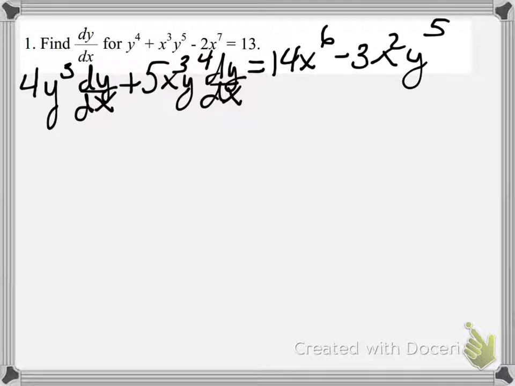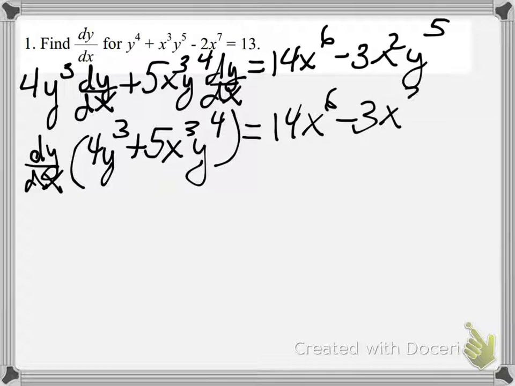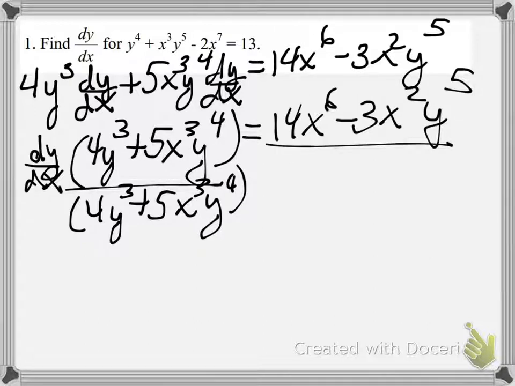Okay, continuing on because I needed more room. The next step is to factor out the dy dx. So I'm going to pull out or factor out dy dx. And then I'm going to write in what I would have left. I would have 4y cubed plus 5x cubed y to the 4th power equals 14x to the 6th power minus 3x squared y to the 5th power. And of course, our whole goal is to get dy dx by itself. So I'm going to divide both sides by everything else that's on the left-hand side.